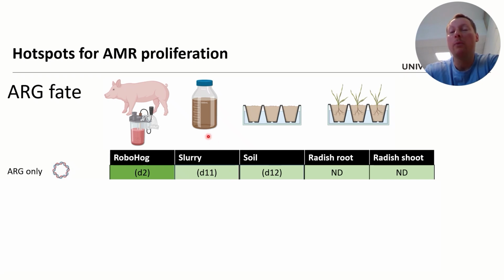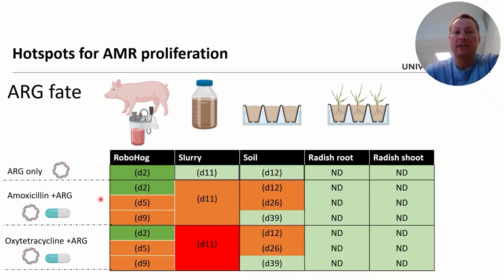And then when we applied the slurry onto the soil, it was detected up to 12 days after the experiment started. However, when we added amoxicillin or oxytetracycline, we found that the antimicrobial resistance gene not only proliferated, but it also stayed in our RoboHog system longer, up until day 10.